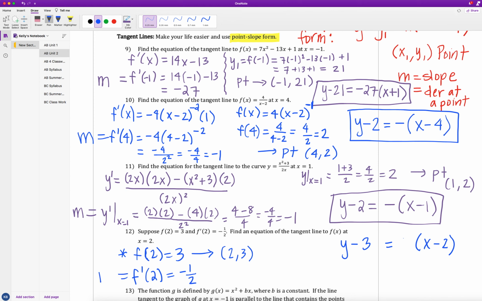Now the second piece of information is the derivative of f at x equals 2. This is our slope. This is our specific derivative at that x value, which they're asking for at x equals 2, which tells me -1/2 is my slope. So I can sub in -1/2, and I have my tangent line.